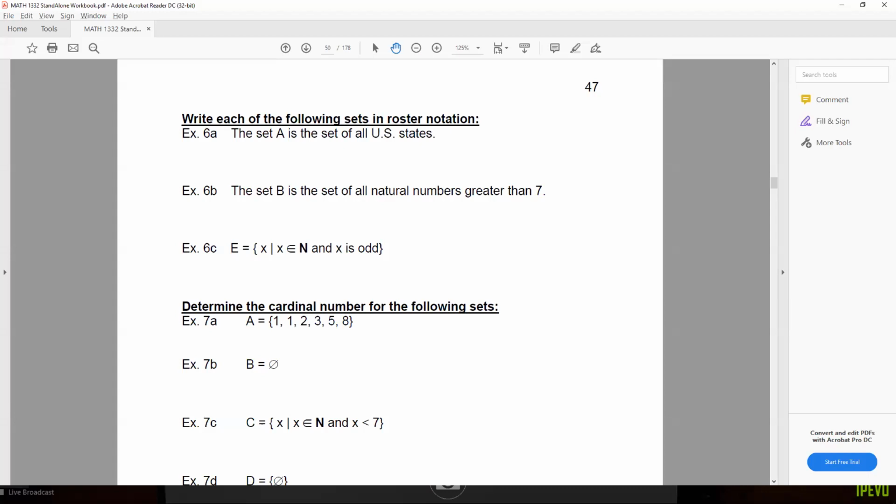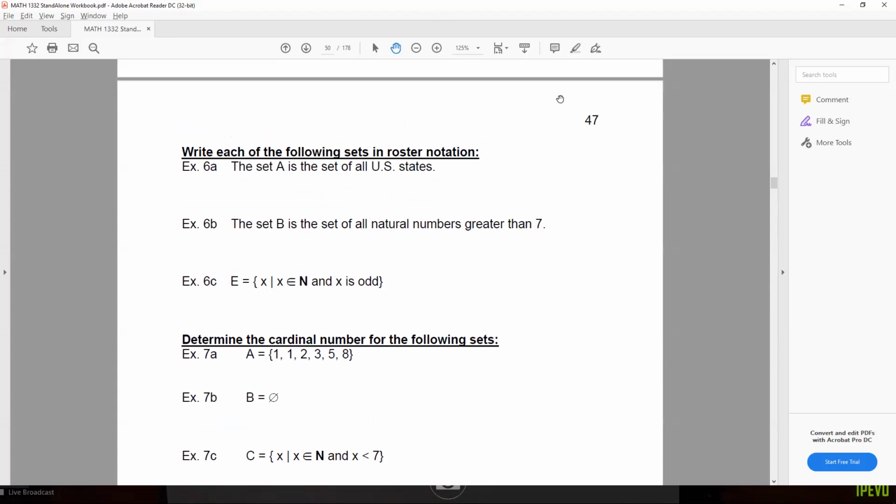Pretty much. Same thing with E. If you change this one into the other one, right? This 6C here. The E equal X such that X is an element of N. So that right there, we need to make sure you understand. That's telling you that X is a natural number and X is odd. So they both need to be true.